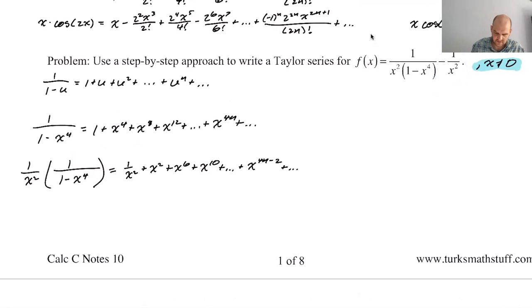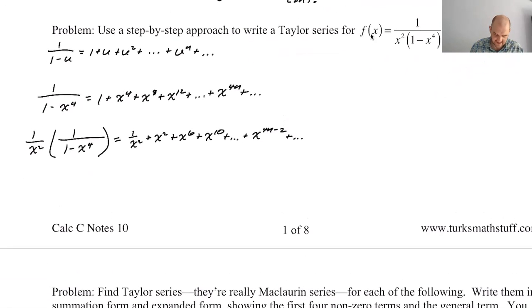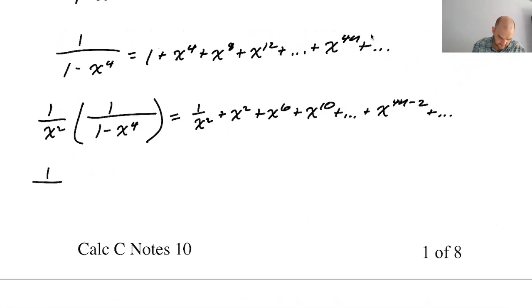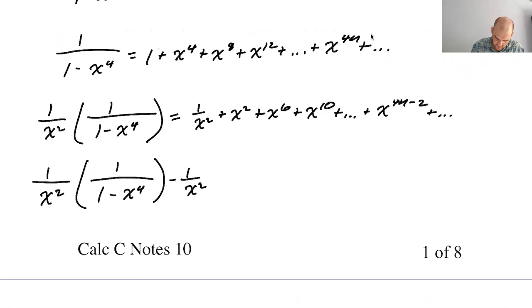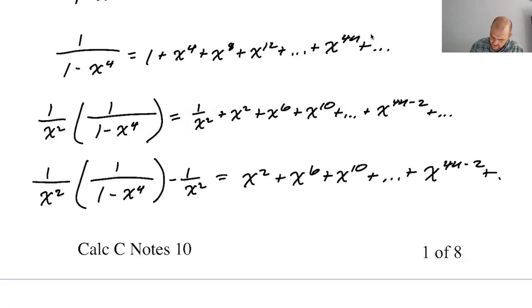Now I need to subtract 1 over x squared from both sides, and now we're going to be back to a power series. A power series is made up of power functions, and a power series needs to have positive exponents. So I'm going to say a power function must need positive exponents. It has to. Okay, so we are subtracting 1 over x squared from both sides. There's only one over x squared to subtract, so it's going to come off of this. We're going to knock that off, and we'll just be left with x squared, x to the 6th, x to the 10th, plus x to the 4n minus 2, plus dot, dot, dot.